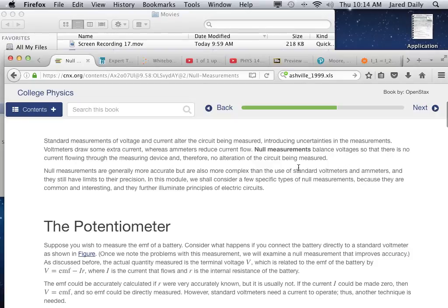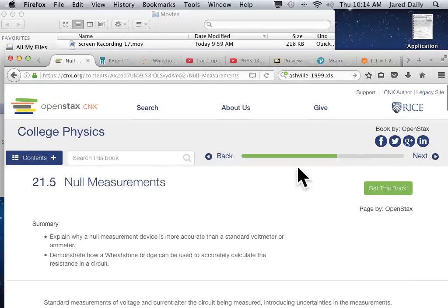So, this section on null measurements is a section that talks about devices that are used to measure things indirectly. And especially when you're measuring voltages, it's very difficult to measure very low voltages, very small voltages. But it's not all that hard to do them indirectly if you use correct technique and the correct instrumentation.